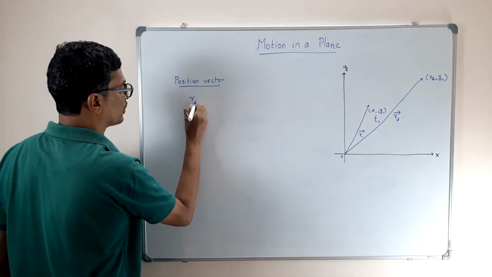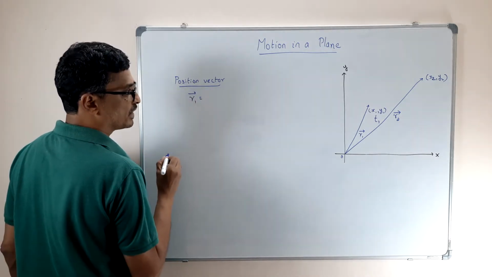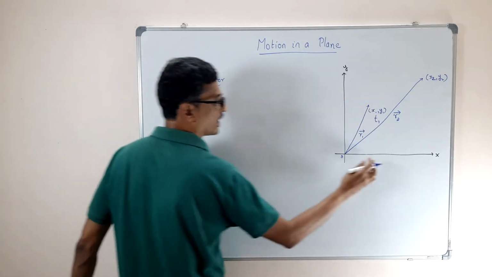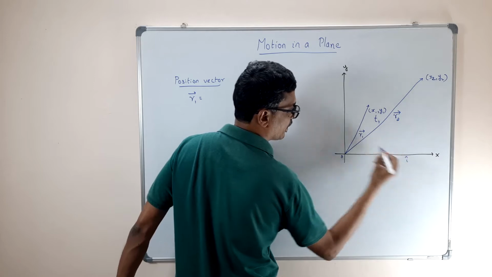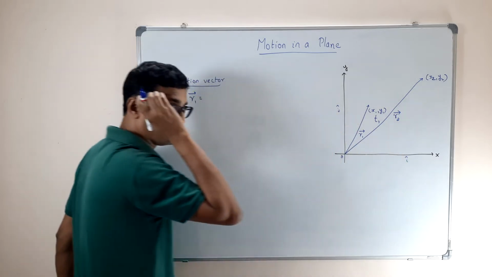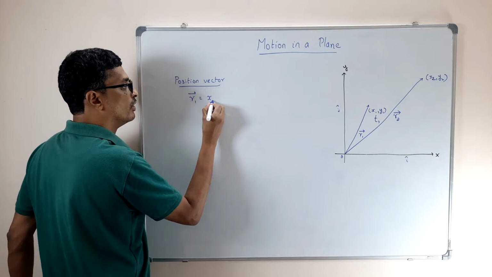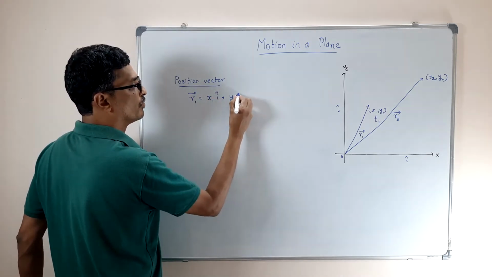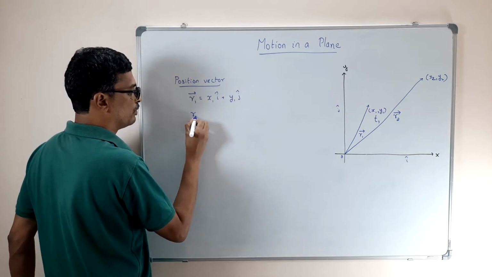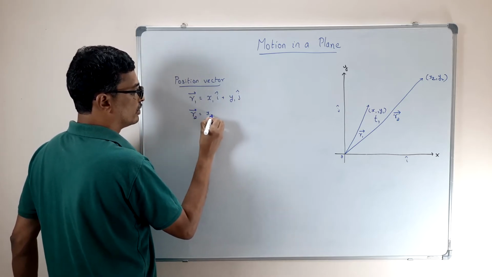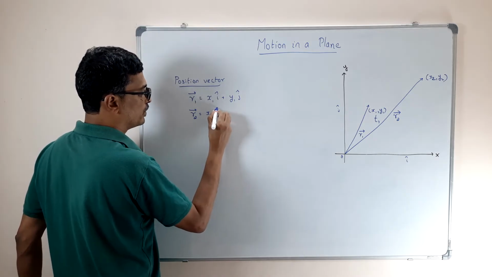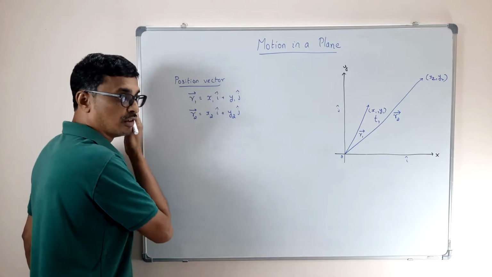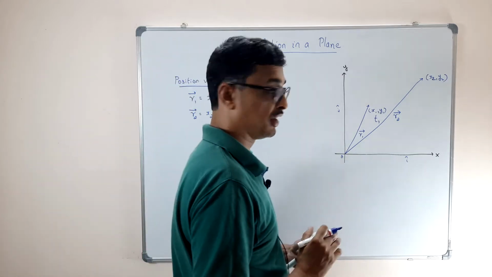We can resolve the R1 vector. What is the R1 vector? If this is x1, y1, what is this direction here? I cap. Am I right? This is j cap. So this will be x1 i cap plus y1 j cap. And similarly, R2 will be x2 i cap plus y2 j cap. Okay, so this is the way we resolved.